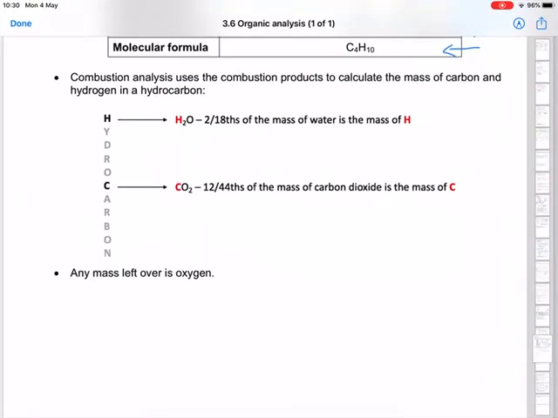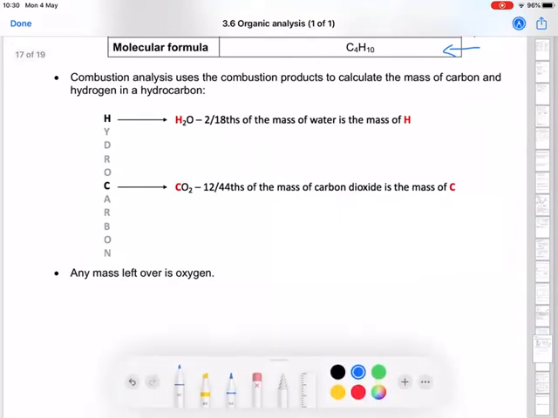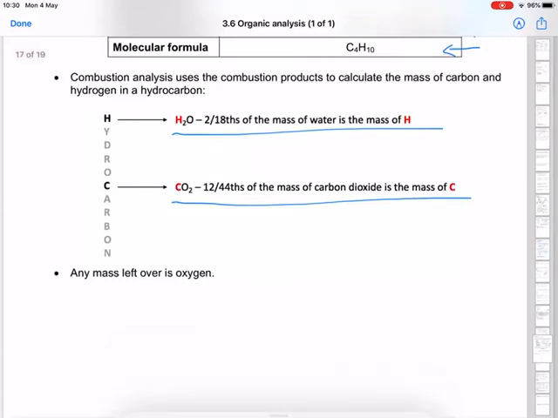So if we go back to this, that's basically this bit here, okay? We get our mass of hydrogen by doing 2/18ths. We get our mass of carbon by doing 12/44ths. Any mass that is left over is going to be oxygen, because if you think about it, it's reacting with oxygen. Most of our hydrocarbons tend to have oxygen anyway. Sometimes they tell you that it's going to be oxygen, but sometimes they don't. You have to do a little check, which I'll go through in the examples.